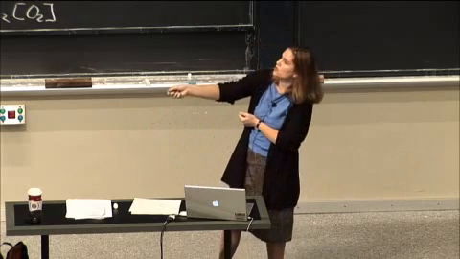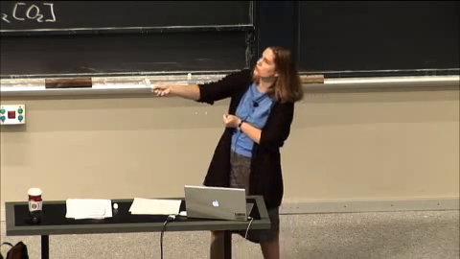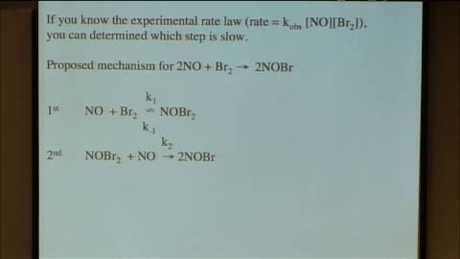So in this reaction, we have 2 NO plus Br2 going to 2 NOBr. If we write this in the first step, we have NO plus Br2 going to an intermediate NOBr2 with forward rate constant k1 and reverse rate constant k minus 1. And in the second step, we have the intermediate interacting with another molecule of NO, forming two molecules of NOBr, our product. So let's consider what the rate of the forward reaction is here.